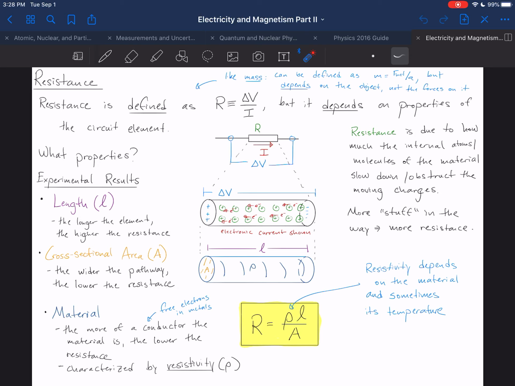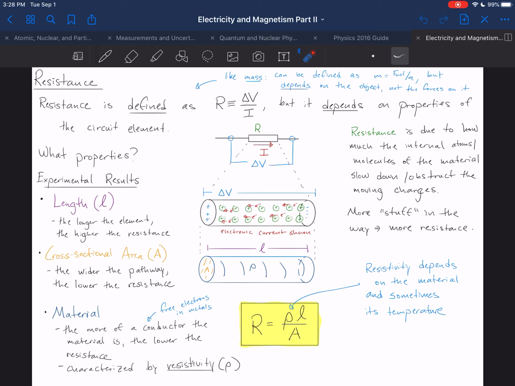Experimentally, you can derive some pretty straightforward and easy to understand relationships. The first is that of length. If your resisting element in your circuit is longer, then the resistance is higher. There are simply more positive charges for these electrons to run into on their way from point A to point B. So the higher L is, the higher the resistance.